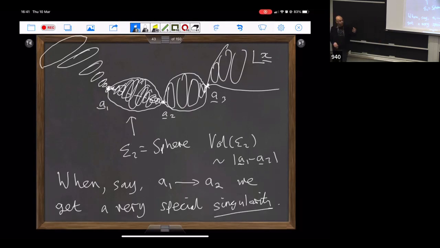And that's where we'll get a singularity. And these are the kinds of singularities that are related to the ingredients of the standard model. Yeah, so it's just a very nice question.